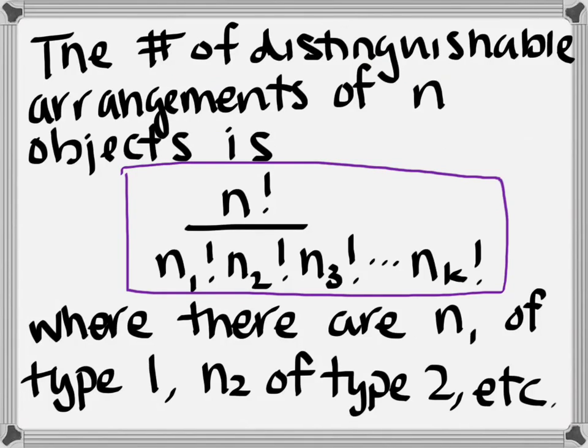Alright, we now have the following formula. The number of distinguishable arrangements when you have n objects is n factorial over n1 factorial times n2 factorial all the way up to n sub k factorial. That is where we have n1 of type 1, n2 of type 2 in the following fashion. What we mean by this is that in the last example we had 1 penny, so we had 1 of type 1, but we had 2 quarters, and so we had 2 of type 2.